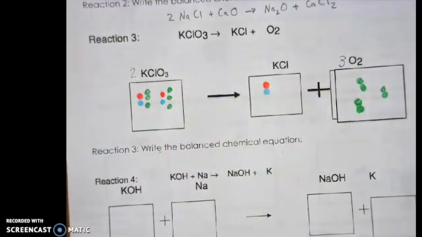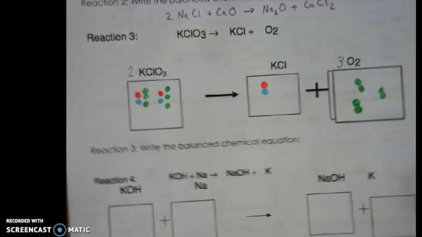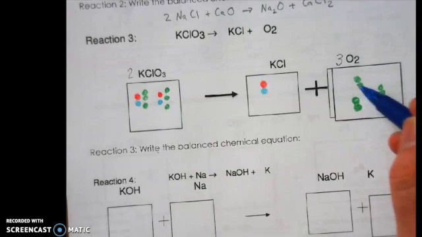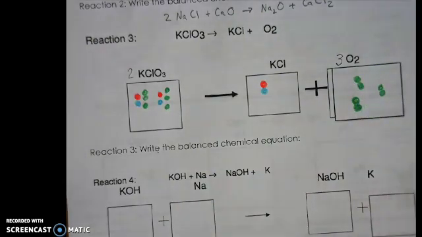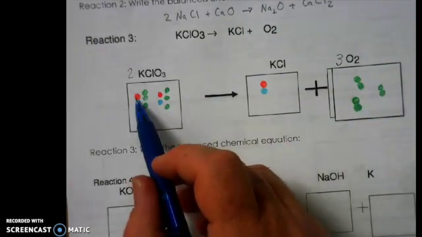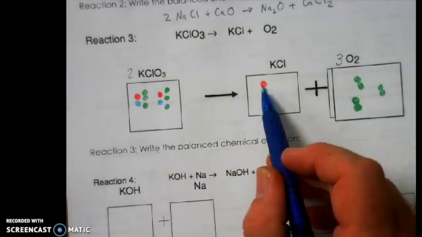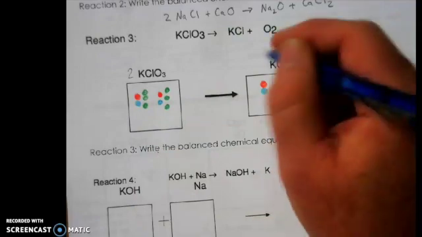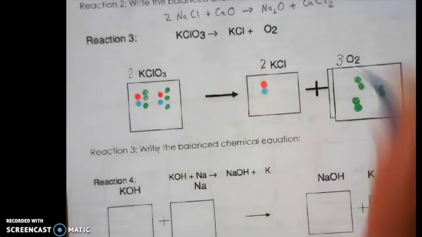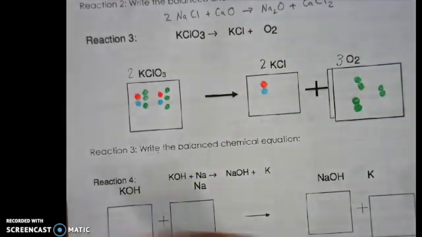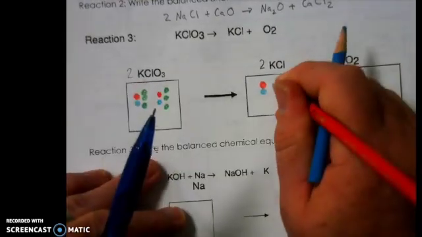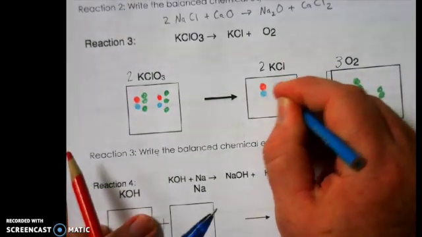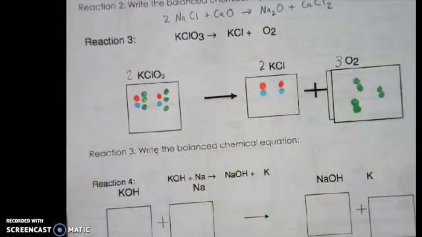So now let's take a look at what we've got. We do have our 6 oxygens now. 1, 2, 3, 4, 5, 6. 1, 2, 3, 4, 5, 6. But now we've got 1 potassium, 2 potassiums, only 1 over here. 1 chlorine, 2 chlorines, only 1 over here. But that seems like a quick fix for us. We'll put a 2 right there. And now we've got a balanced equation.